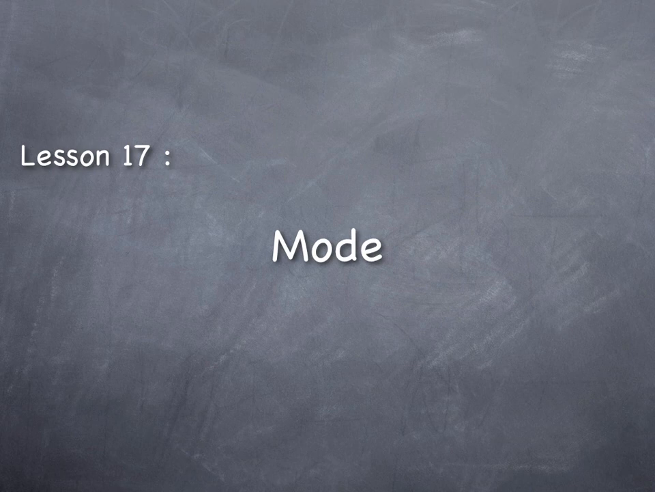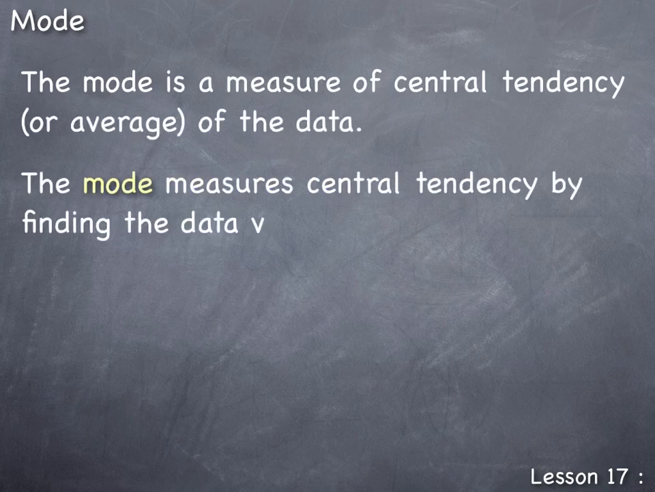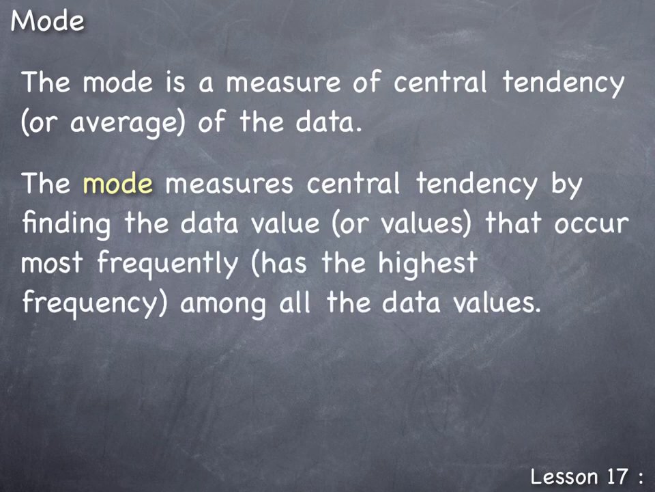Lesson 17, Mode. The mode is a measure of central tendency or average of the data. The mode measures central tendency by finding the data value or values that occur most frequently, that is, has the highest frequency among all the data values.